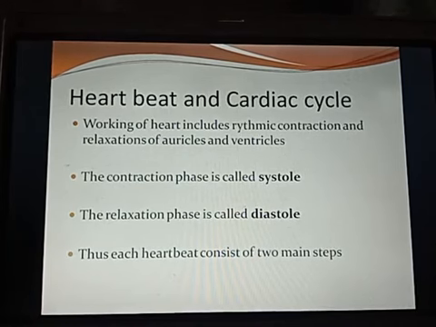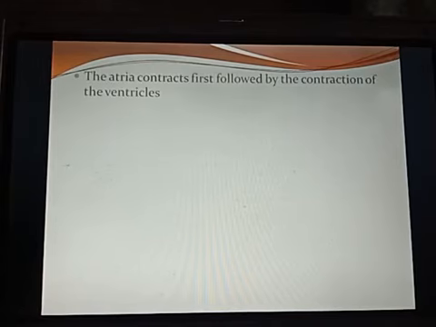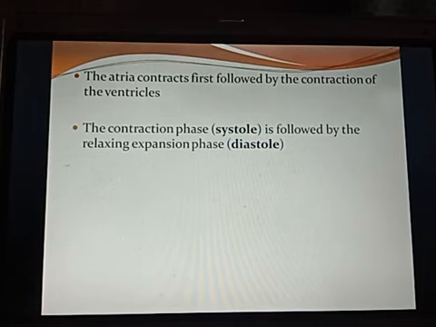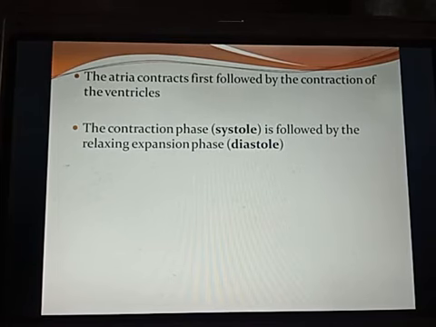Thus, each heartbeat consists of two main steps. First of all, the atria contract, followed by the contraction of the ventricles. The contraction phase, as I have told you, is systole. So first of all it will be the atria that go into systole. At that time the ventricles are in diastole. When the ventricles are in systole, the atria will be in diastole. It happens in exactly the opposite way.